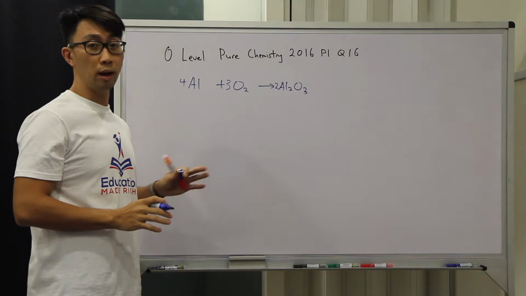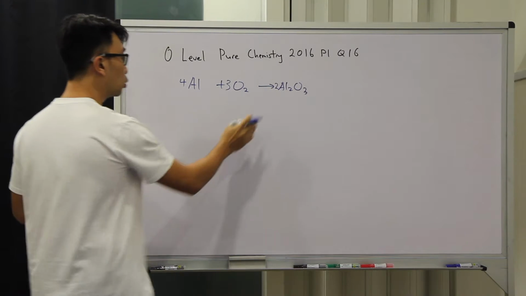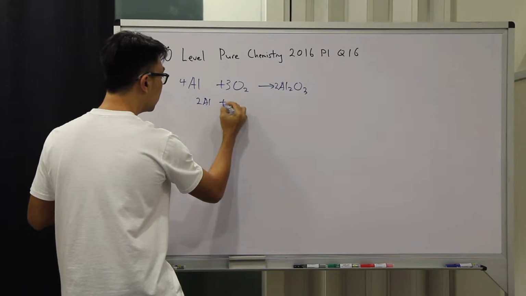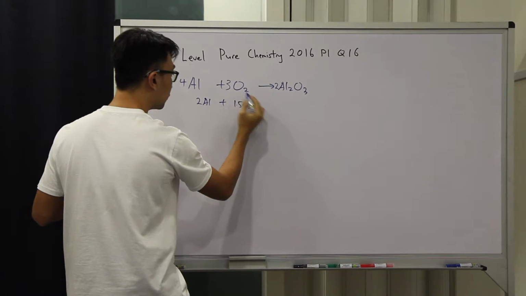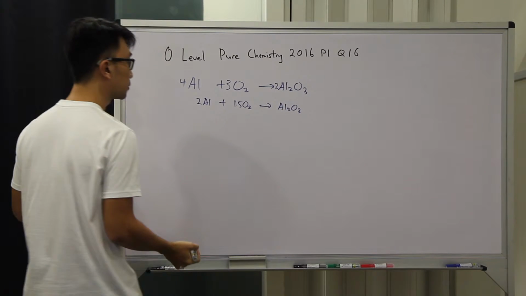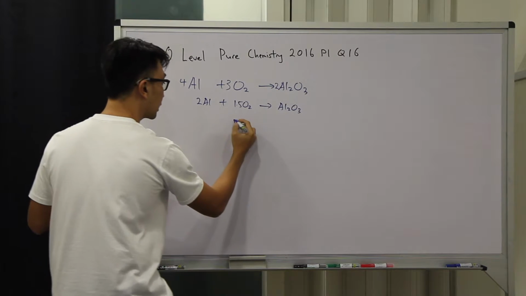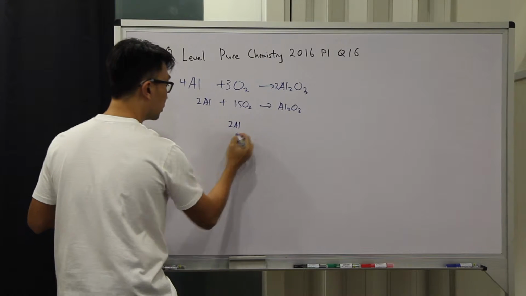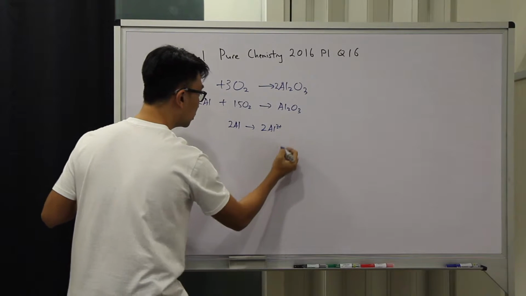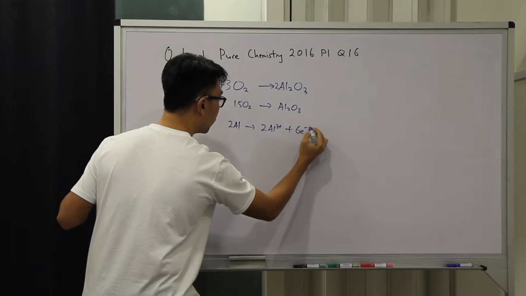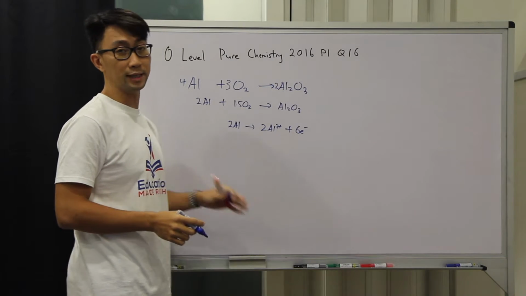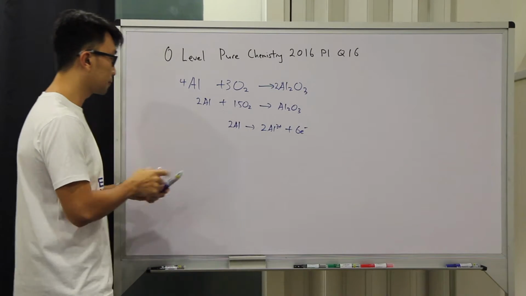The question mentions 1 mole of the metal oxide. So we have to reduce this down, and that will give us 2 aluminium plus 1.5 moles of oxygen, giving us 1 mole of aluminium oxide. And so if we look at this, it's actually the transfer of electrons from 2 aluminium to 2 aluminium ions, and that involves the transfer of 6 electrons. So potentially this looks like the answer, but let's go through the rest of the options.